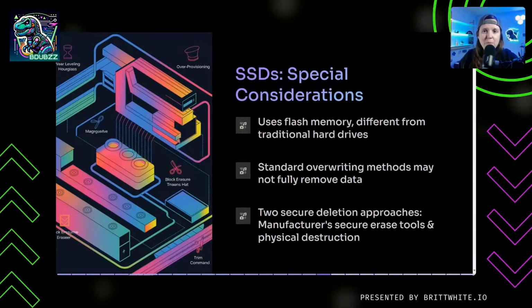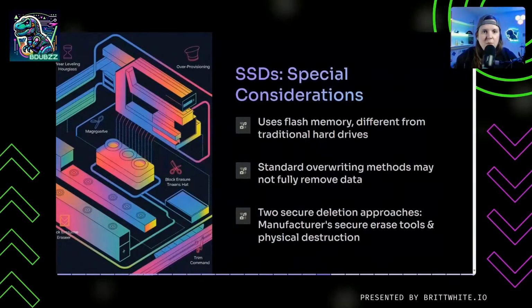So how do we securely delete data from solid-state drives? There are two main approaches here. First, you can use manufacturer-provided secure erase tools. Most SSD makers provide special software designed specifically for their drives. The other option is to use physical destruction. If secure erase tools aren't available, physically destroying the drive is the most reliable way to ensure data can't be recovered.